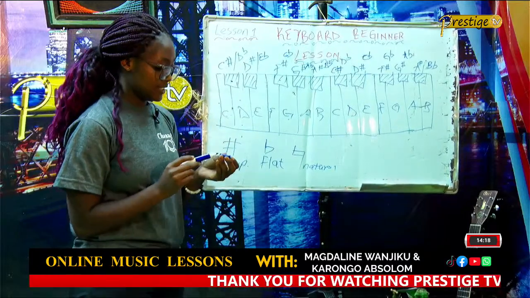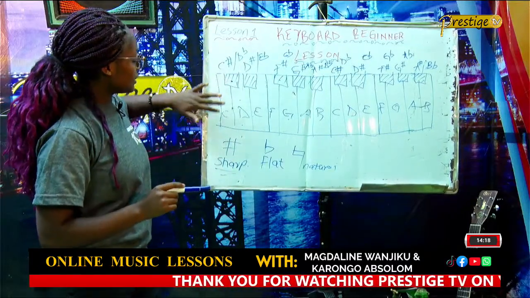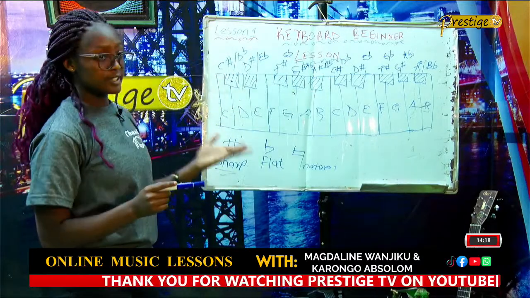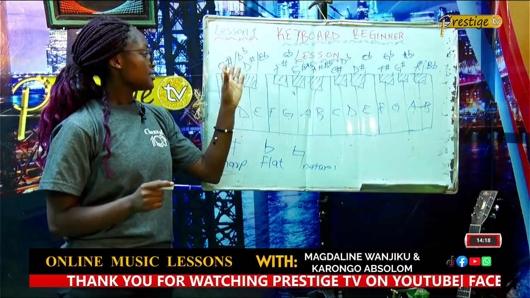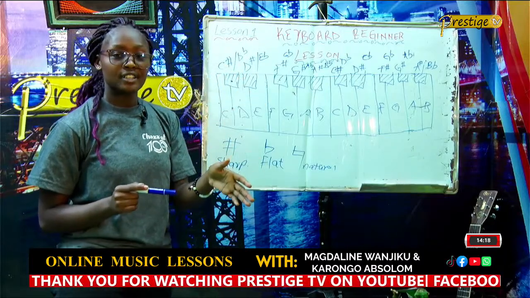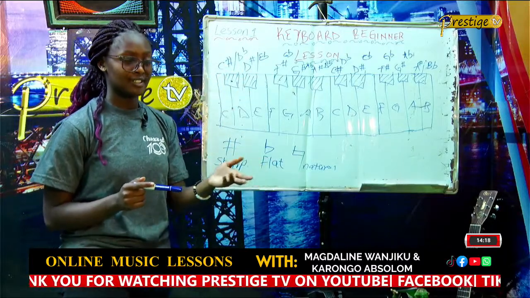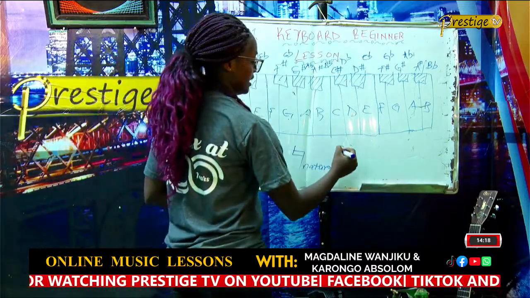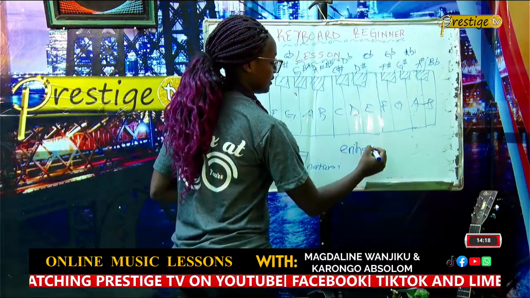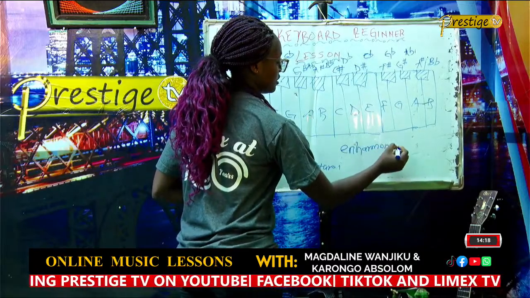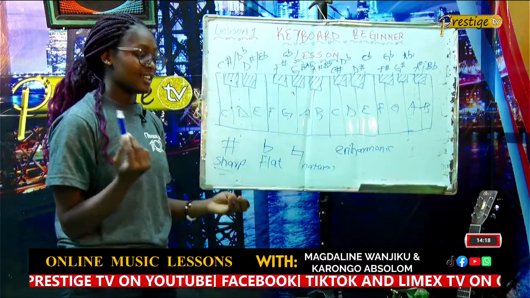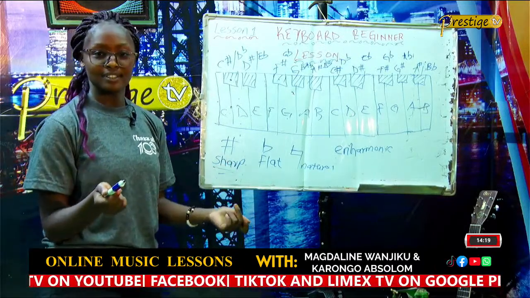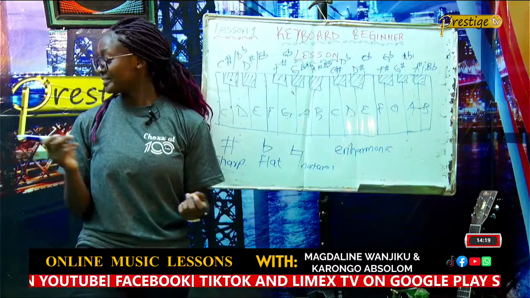So as you can see, this black note after C is called C sharp or D flat. It has a different name, but it's on the same key. So these are called enharmonic notes. Enharmonic means they are named differently, but when they are played, they sound the same. Like you can be shown.